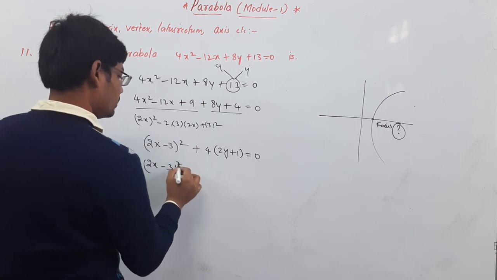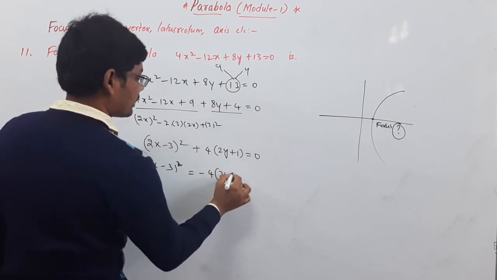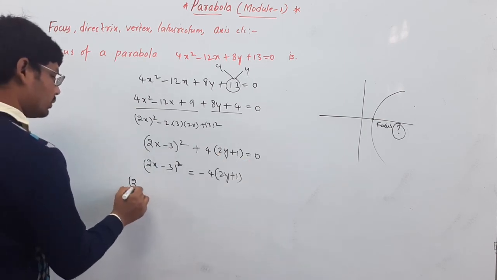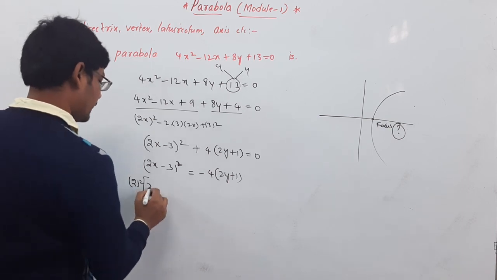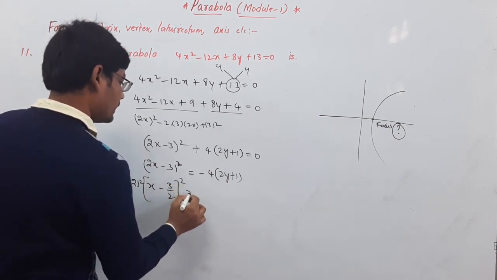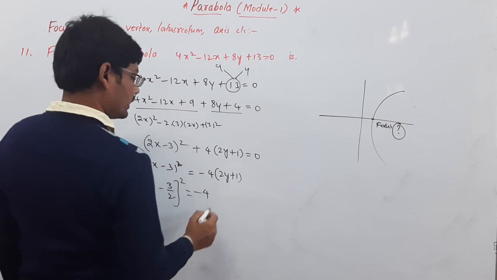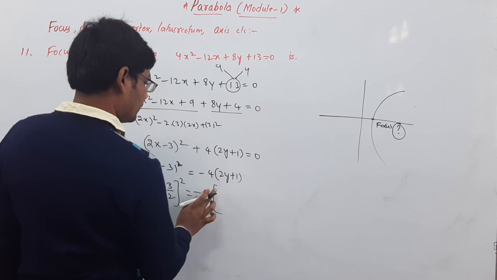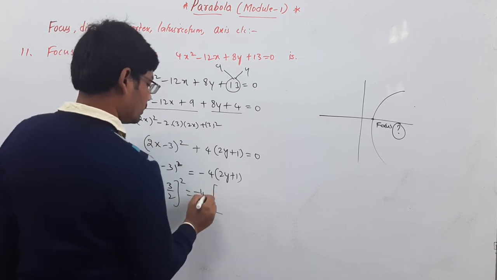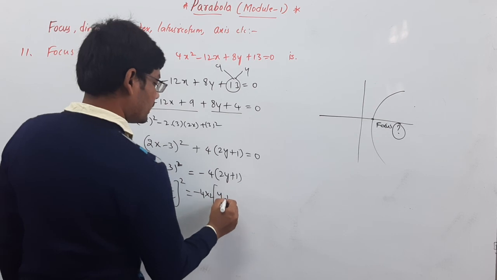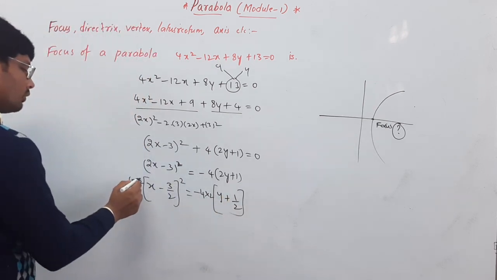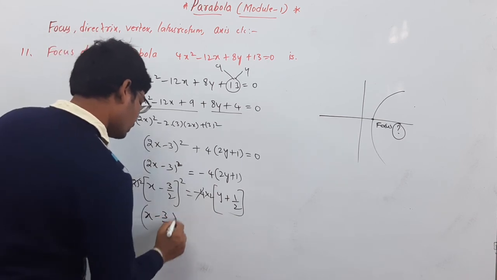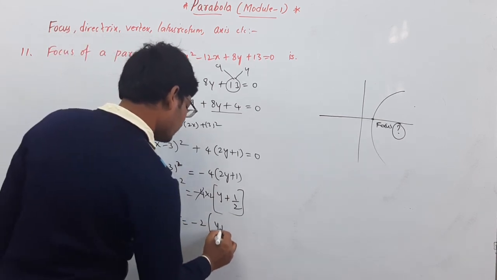I am sending the term 4 of 2y plus 1 to the right hand side, so the left side is 2x minus 3 whole square, which is 2 square times x minus 3 by 2 whole square, is equal to minus 4 of 2y plus 1. Taking 2 common, that is minus 4 into 2, y plus 1 by 2. So 4 and 4 get cancelled, and x minus 3 by 2 whole square is equal to minus 2 into y plus 1 by 2.